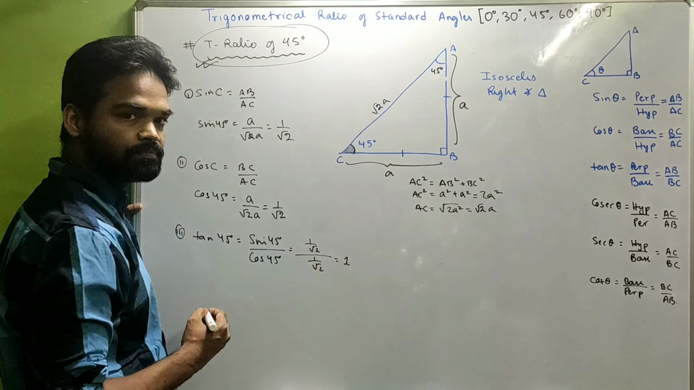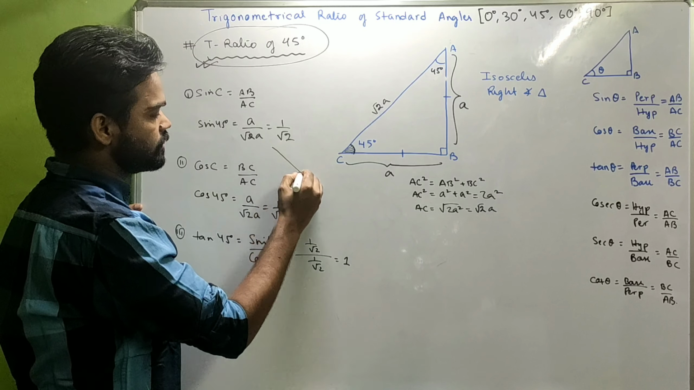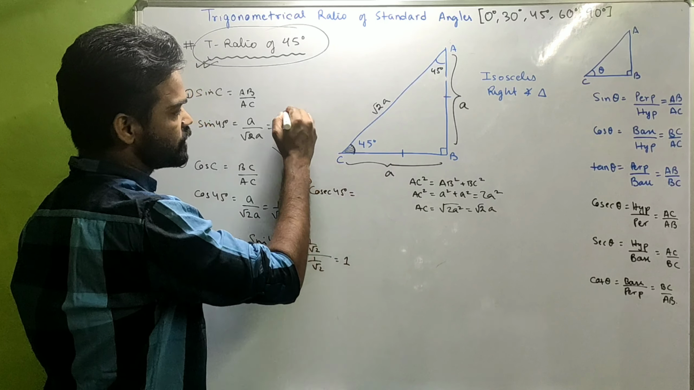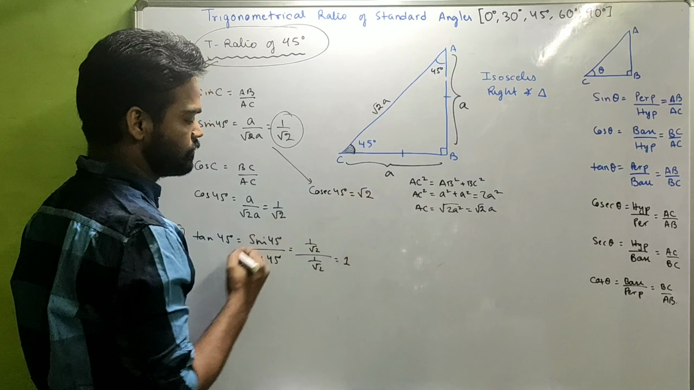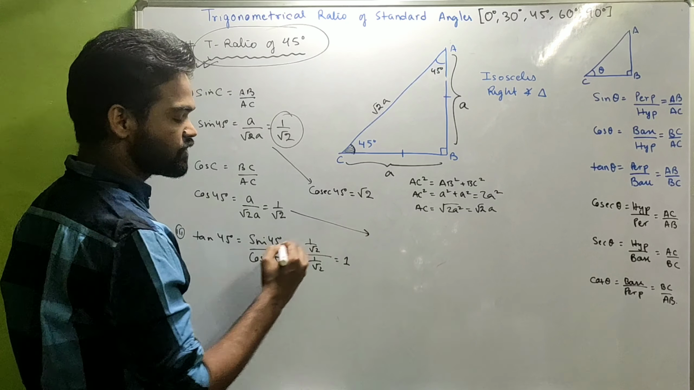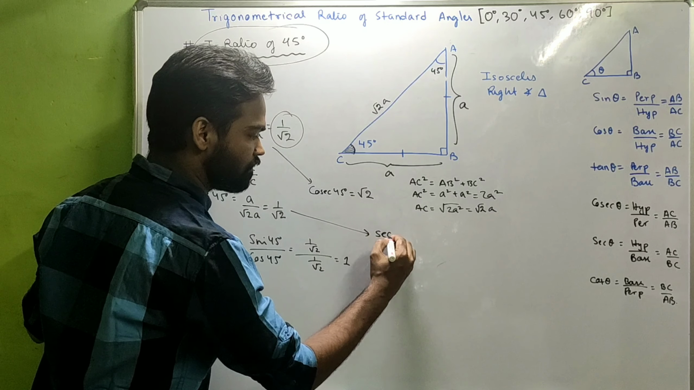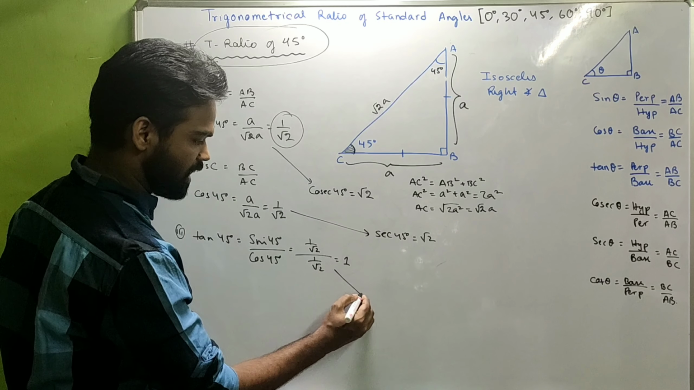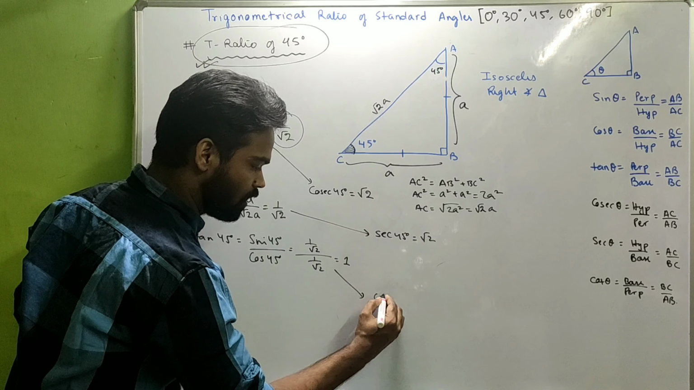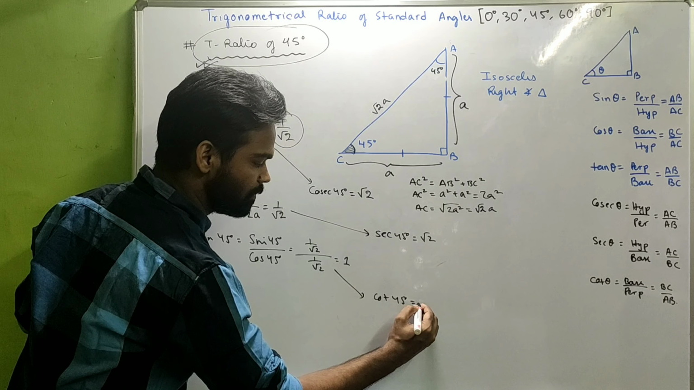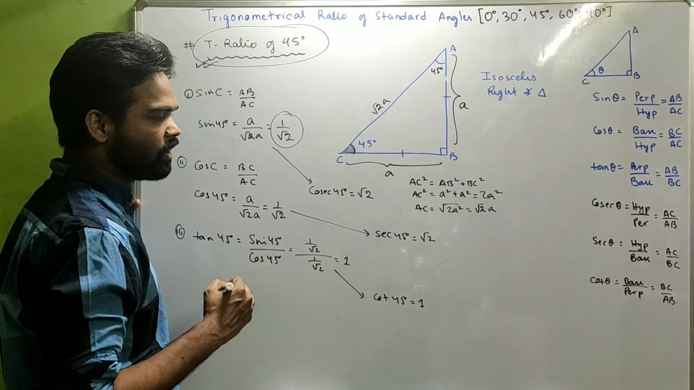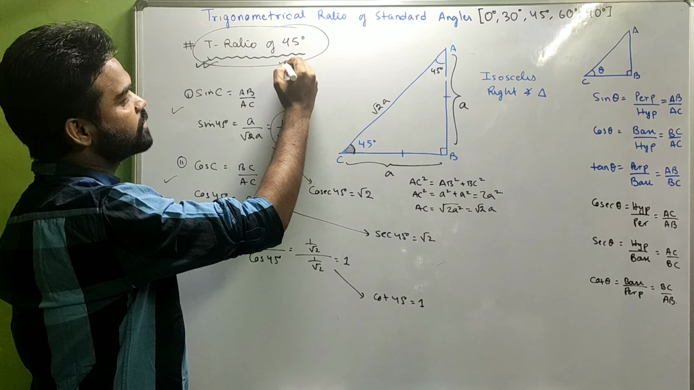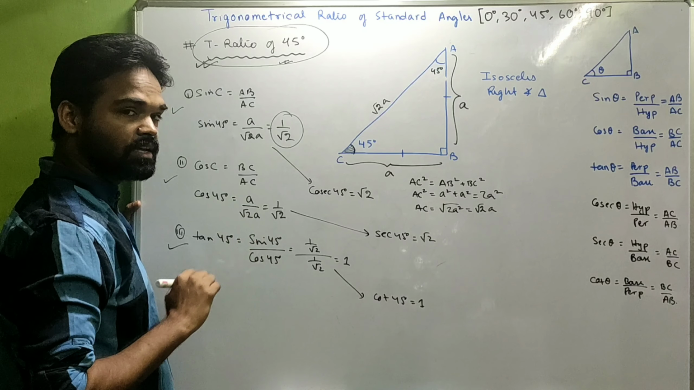So that's 1. Now, since we have sine 45, your cosec 45 will be the reciprocal of this, which is root 2. Similarly, cos 45 is 1 by root 2, so sec 45 degree will be root 2, reciprocal. And tan 45 is 1, so cot 45 will be 1. Reciprocal of 1 is 1. So these are the values of trigonometrical ratios at theta equals to 45. Let us see the next one.